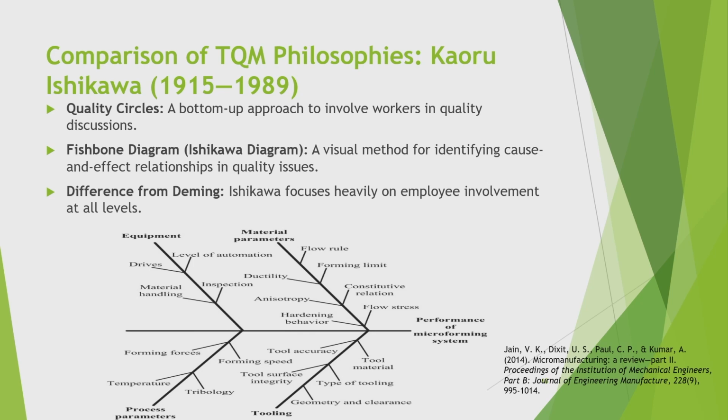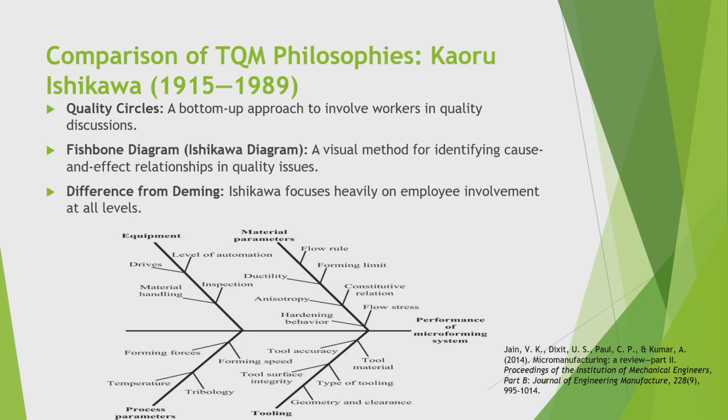Now, similarly, there has been one quality guru in Japan, that is Kaoru Ishikawa. Ishikawa was born in 1915 and died in 1989. He gave the concept of quality circles, which is a bottom-up approach to involve workers in quality discussions.